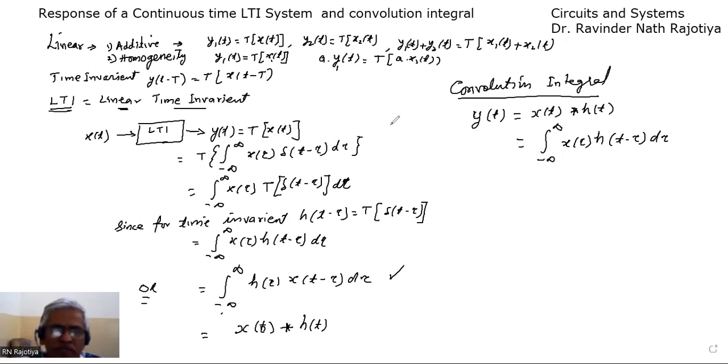So let me mark this with a highlighter. So this equation is nothing but the convolution integral. So I will write this as equal to y of t. And this is the convolution integral.